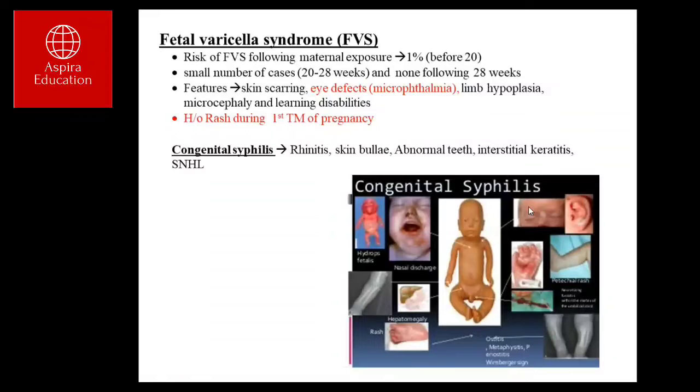Another disease which has become quite an uncommon congenital disease is congenital syphilis, where the baby can have rhinitis. So this is the rhinitis, continuous nasal discharge. There are some bullae in the skin. The child may have abnormal dentition, interstitial keratitis, and sensorineural hearing loss.